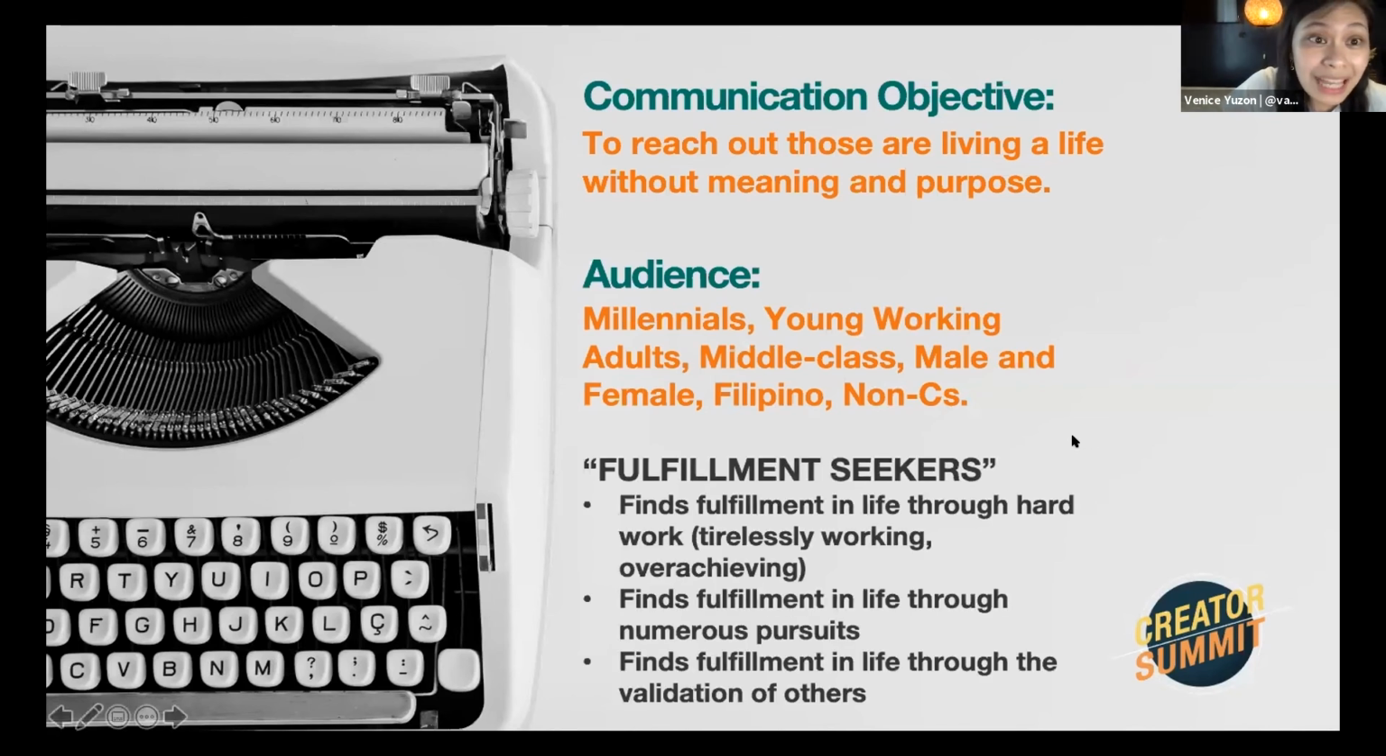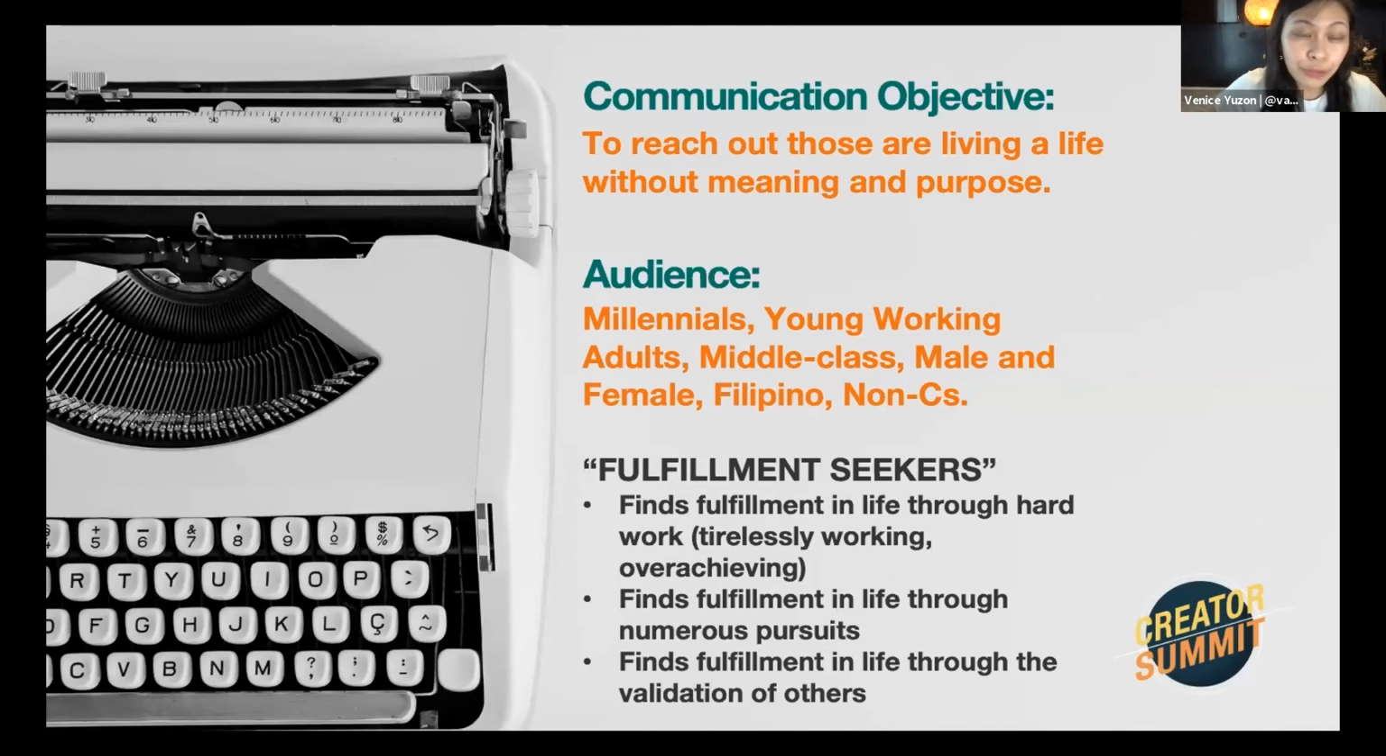Okay. How about the psychographics? Okay, for the psychographics, I made it a little bit interesting. And what I did is I labeled them as fulfillment seekers. Okay, so they are living a life without meaning and purpose, and so what they do is they seek fulfillment. Okay, so ito yung mga tao that they just want to be fulfilled in their lives.